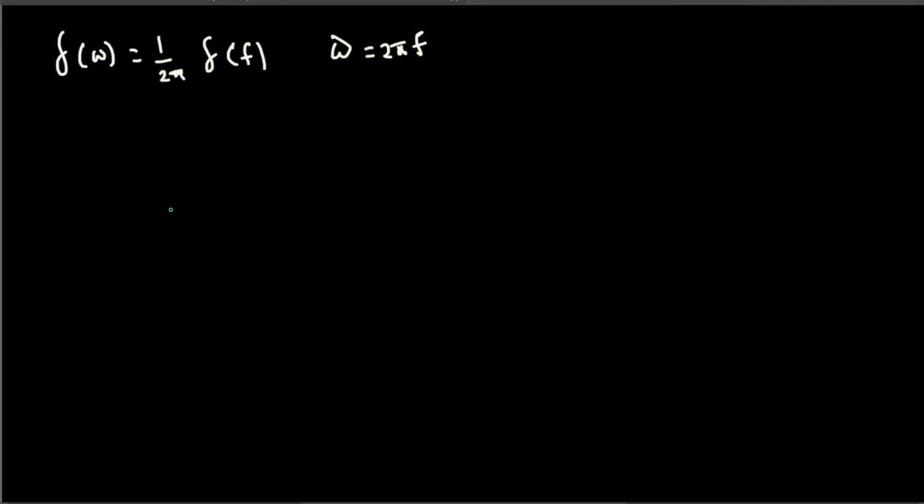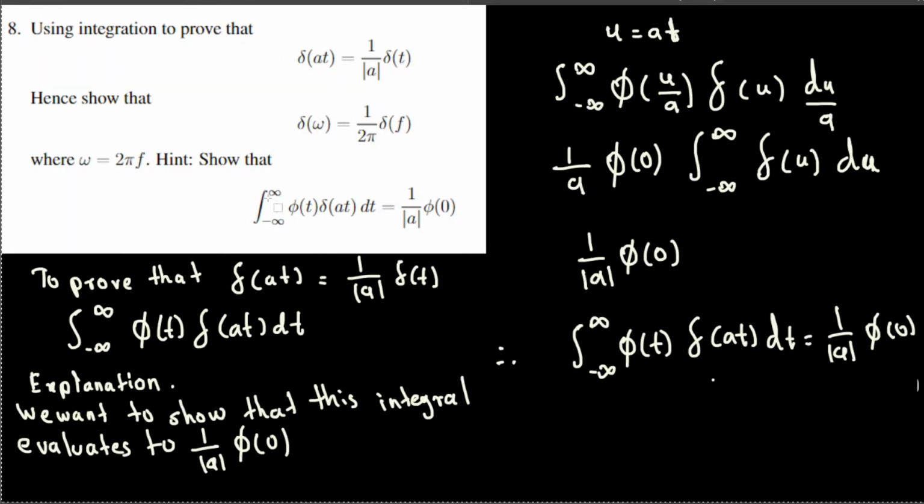Okay, so to do this, first let's set a equal to 2π in this equation. Integration from negative infinity to infinity of φ(t) δ(a t), and instead of a we are going to replace it with 2π. So this one becomes δ(2π t) dt.